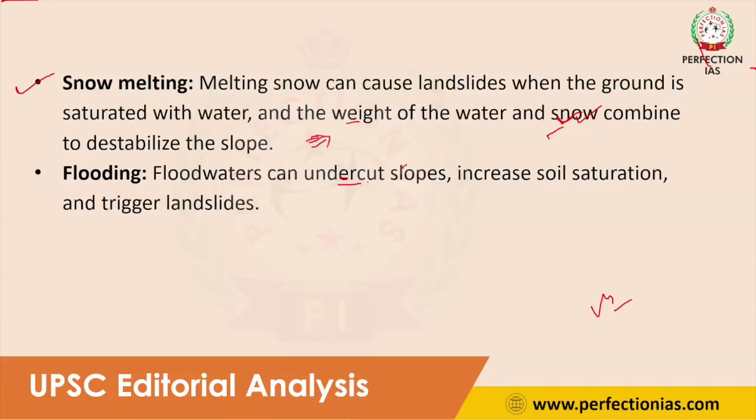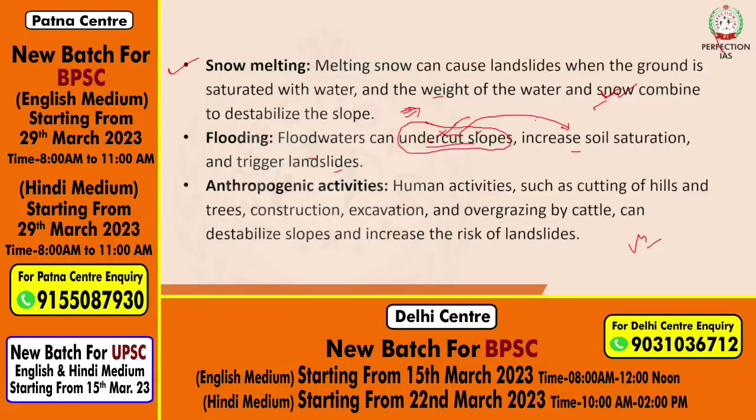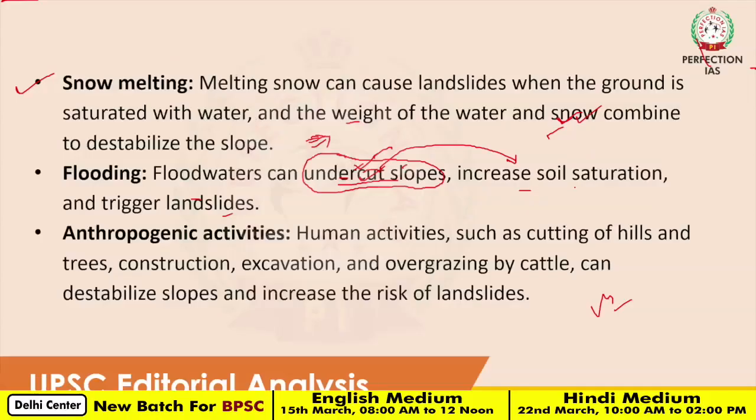Floodwater can undercut slopes, increasing soil saturation and triggering landslides. Whenever there is a heavy flow of floodwater, it will undercut the slope, the soil saturation will increase, and it will further trigger the landslide. These are all natural causes. Apart from these natural causes, landslides will also happen due to some anthropogenic activities like cutting of hills, deforestation, construction activity along the slope, excavation, and overgrazing by cattle.